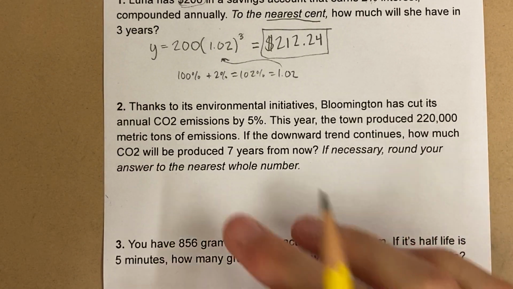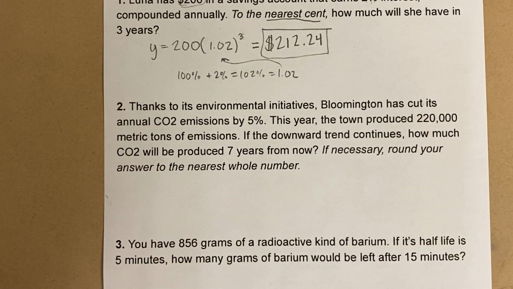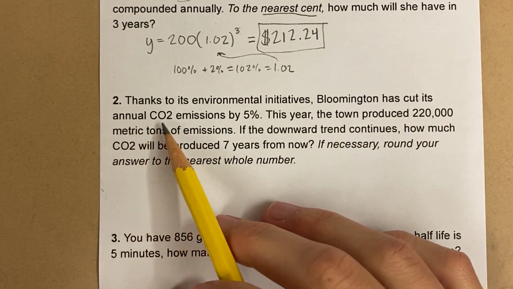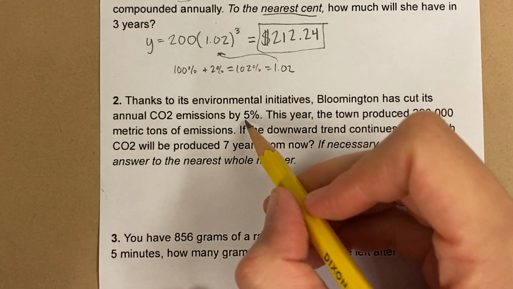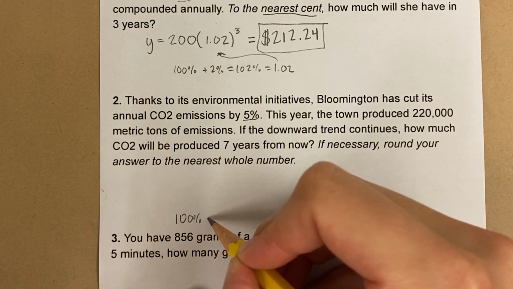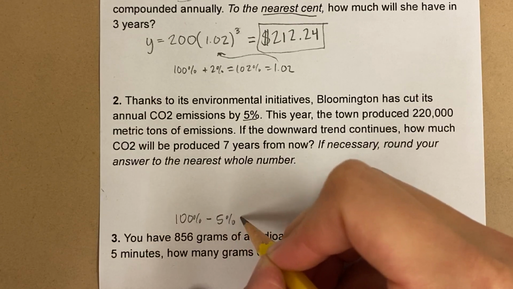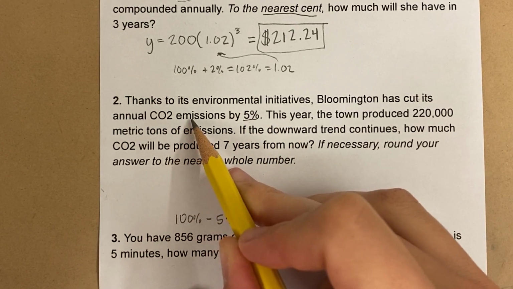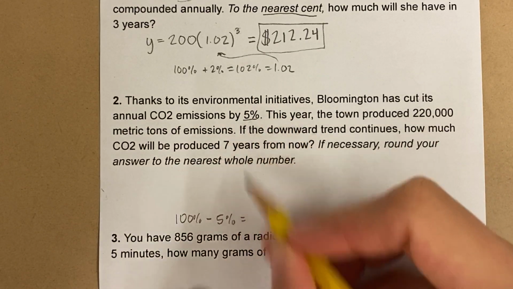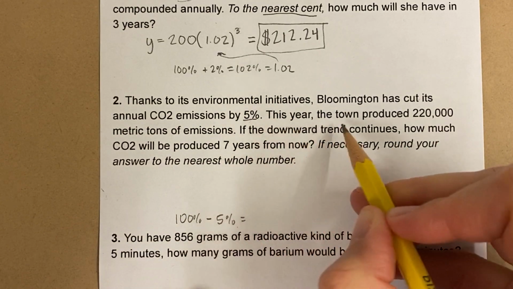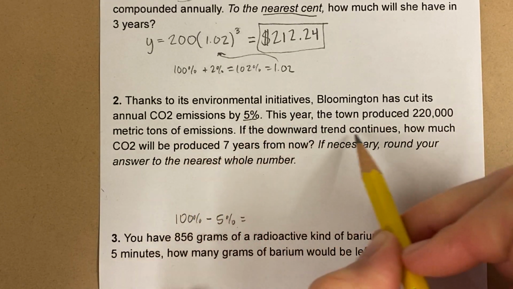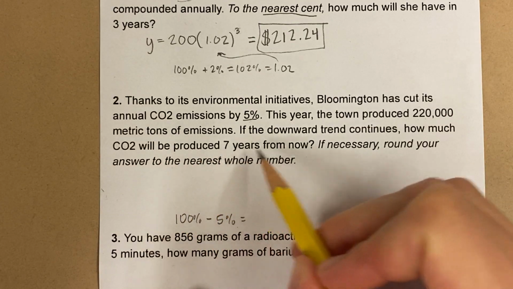Let's take a look at another one. Now this one's longer, but you just got to read to find the information you need. Thanks to its environmental initiatives, Bloomington has cut its annual CO2 emissions by 5%. So already I'm thinking, oh, look, we're talking about cutting something. That's reducing something by 5%, which is good, right? Emissions are bad. That causes smog, pollution stuff. Okay, so we're going to be subtracting 5%. This year, the town produced 220,000 metric tons of emissions. If the downward trend continues, how much CO2 will be produced 7 years from now?